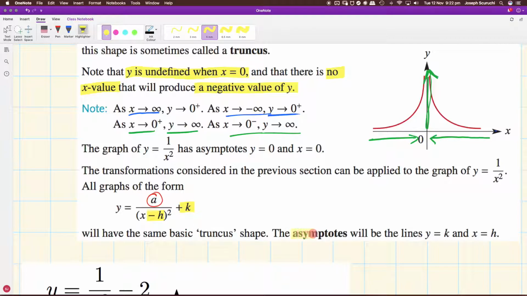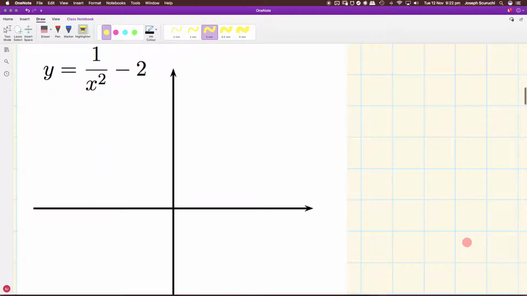So here it tells me that the asymptotes will be the lines y equals k. So I keep that positive, or if it's a negative, I would keep that negative. And x equals h. So notice the sign has changed. Here it's minus h and there it's h. We touched all that in our previous lessons. Let's now keep chugging along.